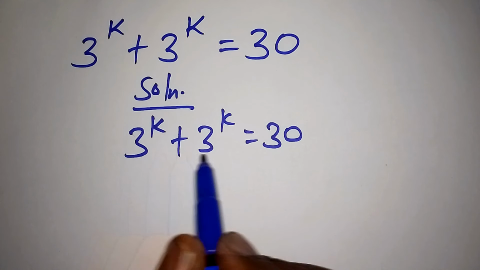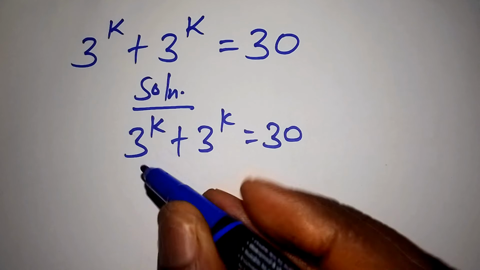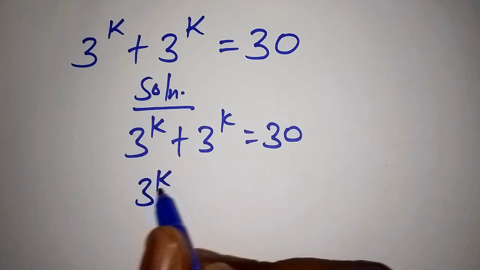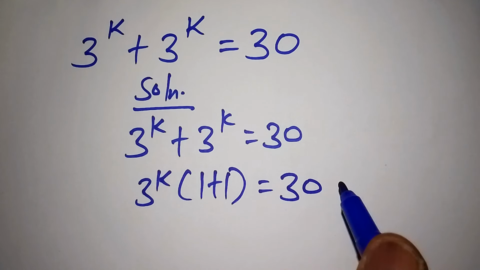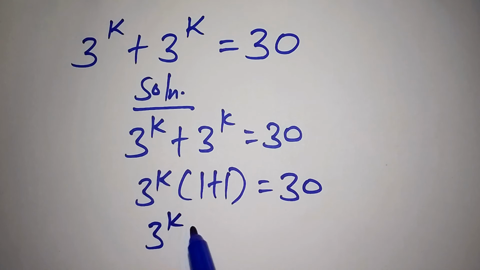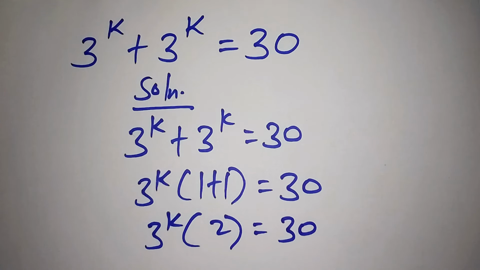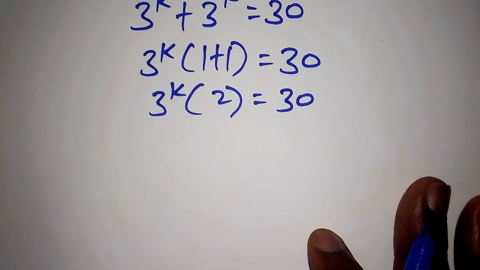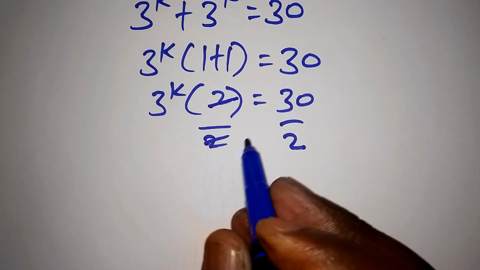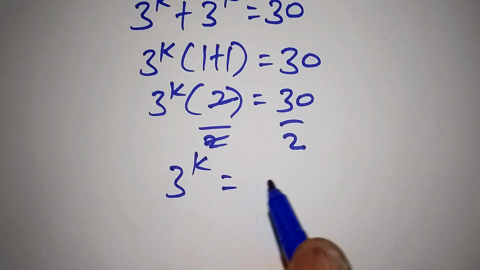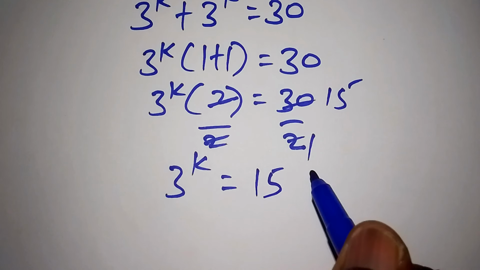The first thing is that you are going to factorize 3 to the power of k plus 3 to the power of k. So here we shall make our new equation, that is 3 to the power of k into bracket 1 plus 1 equals 30. Let's work out the bracket. 1 plus 1 is 2, so 2 times 3 to the power of k equals 30. We need to work out the bracket fully, so we divide both sides by 2. The 2s cancel, so 3 to the power of k equals 30 divided by 2, which is 15.